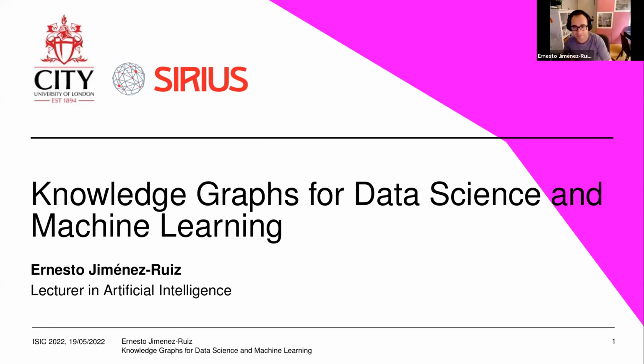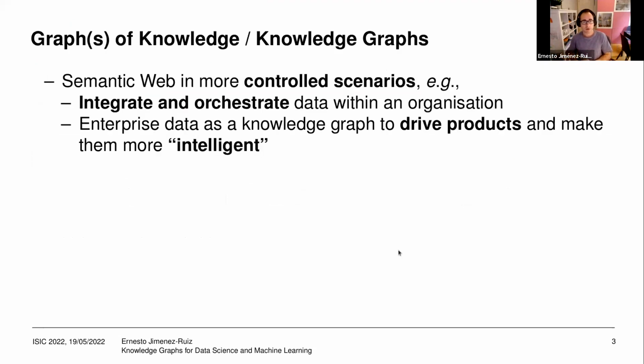Thank you very much for this very nice introduction, and thanks a lot for inviting me. The idea of this presentation today is just to provide my 2 cents of what we are doing, or our contribution of knowledge graphs for data science and machine learning. Before that, I wanted to start with a brief introduction to knowledge graphs, because nowadays it is a very hot topic. Everyone is talking about knowledge graphs, and I wanted to provide my understanding of what I mean when I talk about knowledge graph.